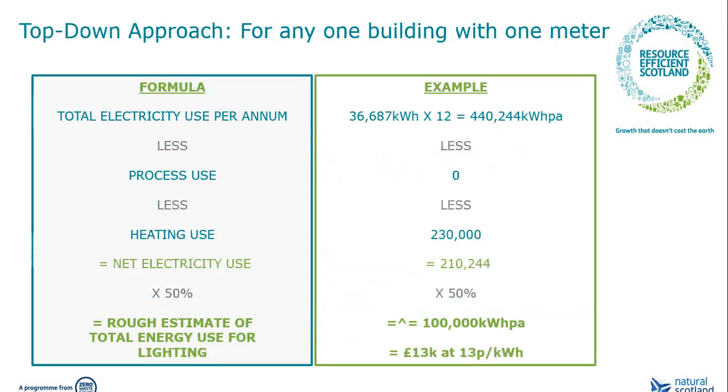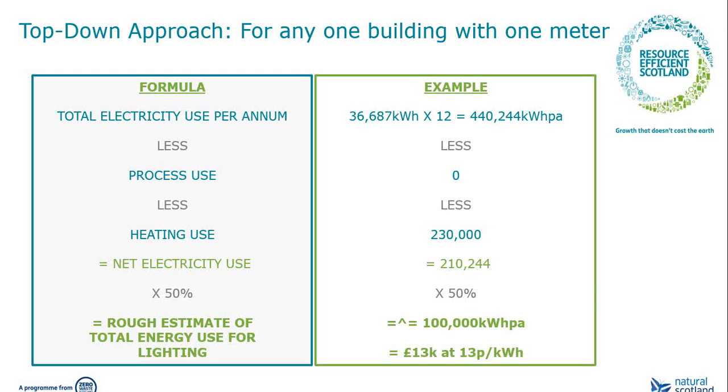First, the top-down approach. We said we'd start with the total electricity use per annum. So that's the formula shown in the top left-hand side of the slide there. And if we look to the example on the right-hand side, somebody's got a bill of about 36,000 kilowatt hours in a month. They've decided that the electricity is reasonably flat through the year. It's used pretty much the same month on month. So they've multiplied by 12 to get a total of around 440,000 kilowatt hours per annum.